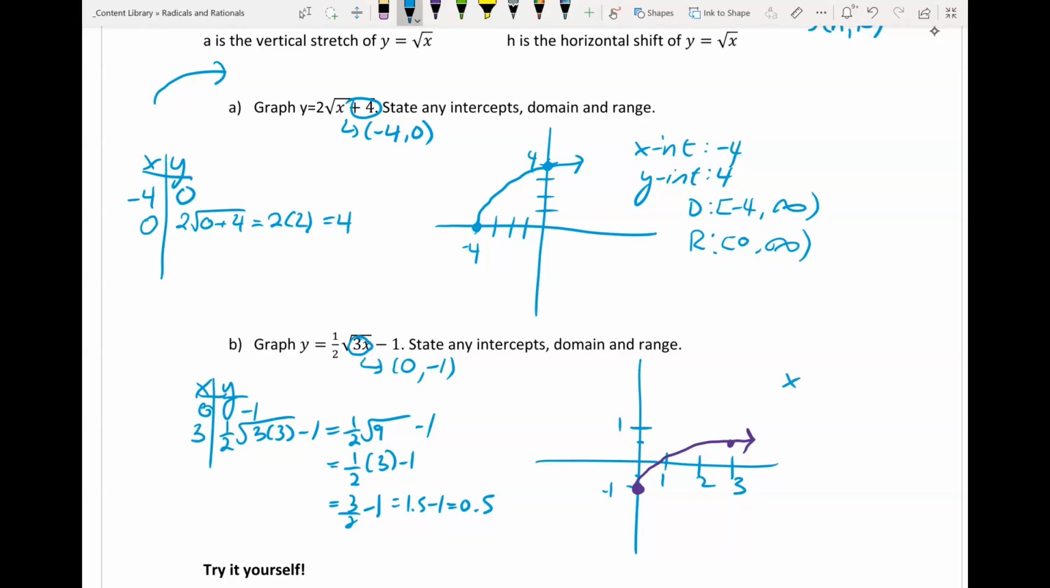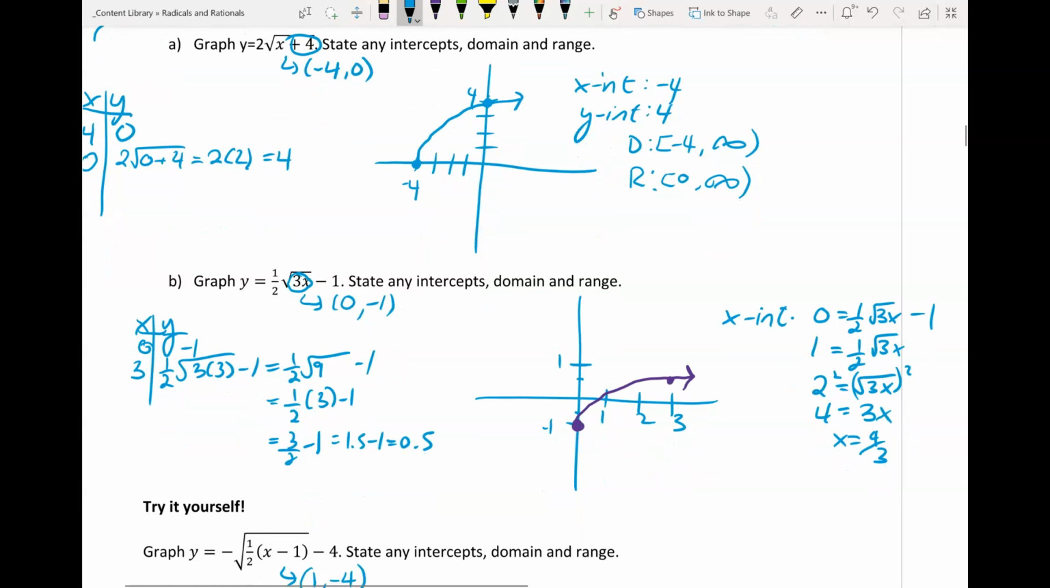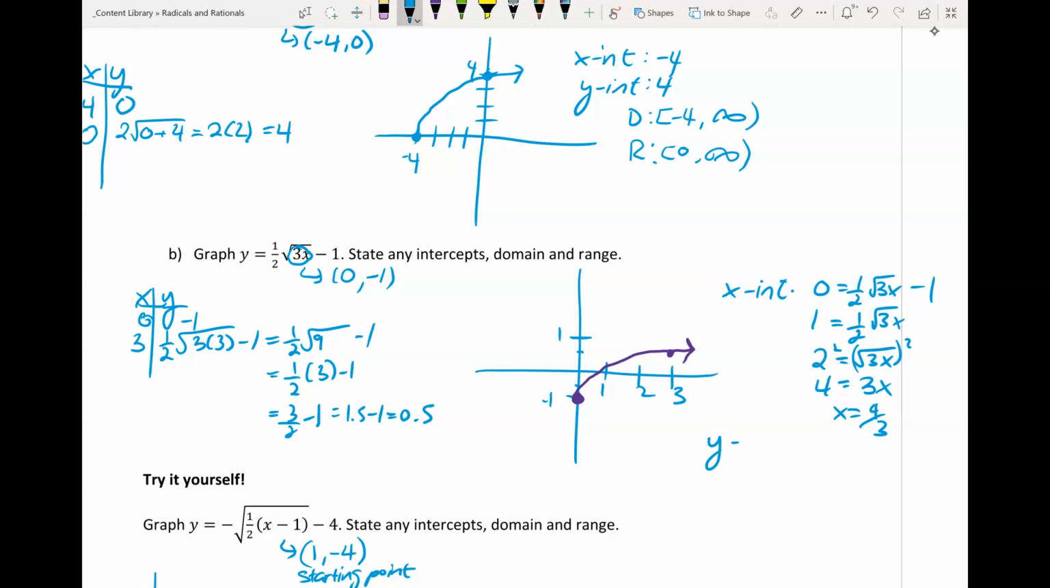Your x-intercept we have to find. We're going to do this by setting y equal to 0. So I'm going to move the 1 to the other side. Then multiply both sides by 2. Going to square both sides to get rid of the square root sign. And then divide both sides by 3. So x is 4 over 3. Your y-intercept is at negative 1.